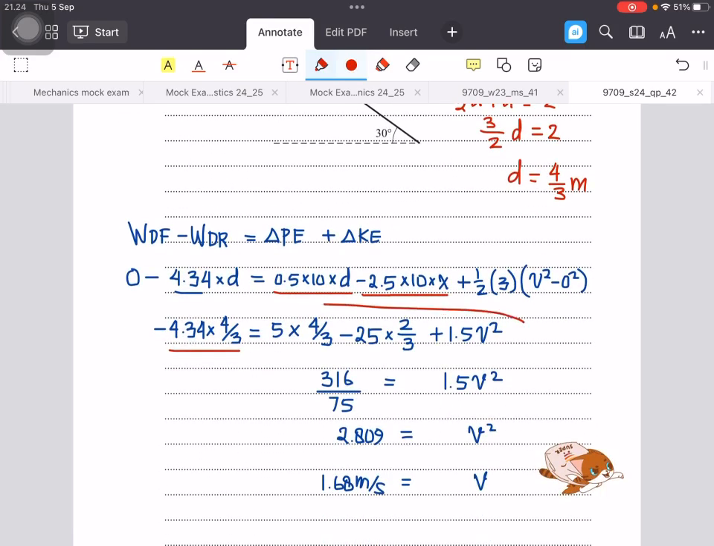So solving this equation, we can find that v squared is equal to 2.809. v is the square root of this value. The answer is 1.68 meter per second.